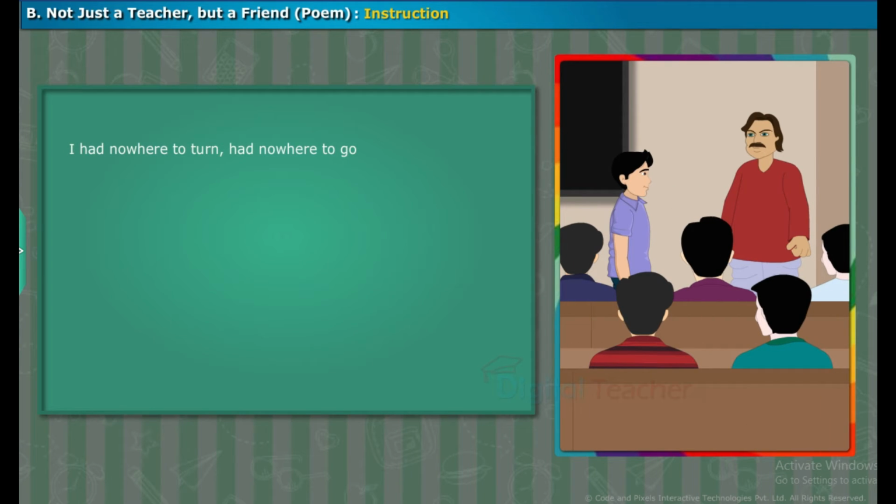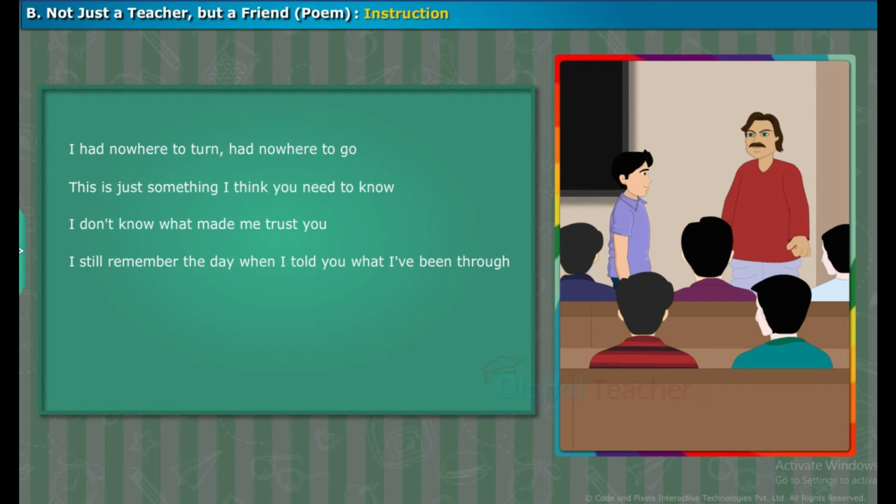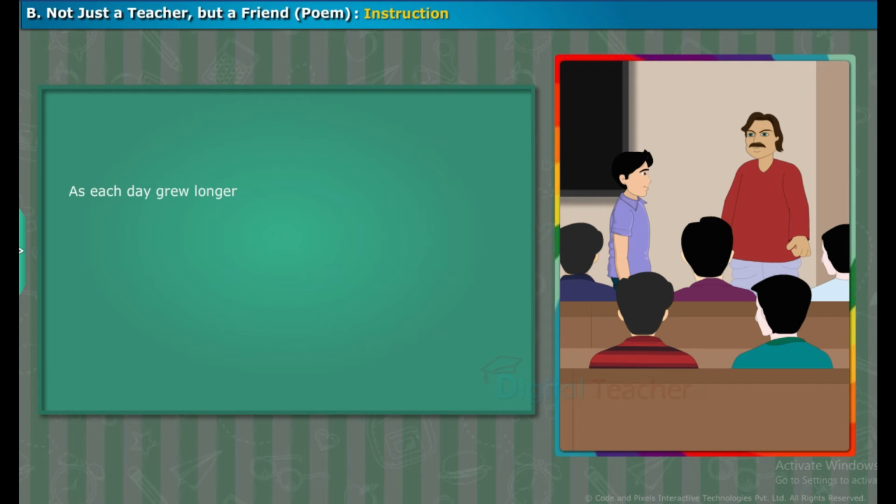I had nowhere to turn, had nowhere to go. This is just something I think you need to know. I don't know what made me trust you. I still remember the day when I told you what I have been through. I thought I should run away, go hide in a hole, but then you really brought out my true soul. As each day grew longer, our trust became stronger. Each time I wanted to cry, you stayed there right by my side.